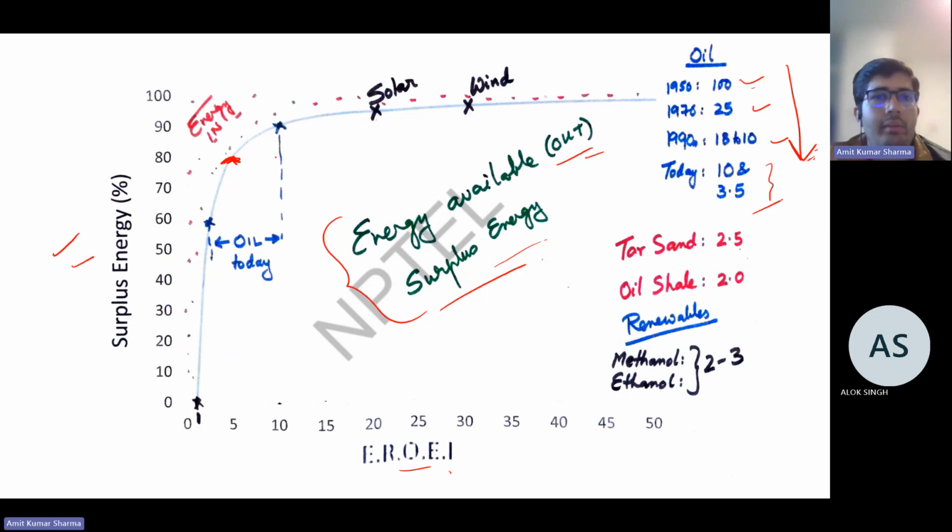So solar and wind are here. Okay. For renewables like methanol, ethanol, and all, it is between 2 and 3.